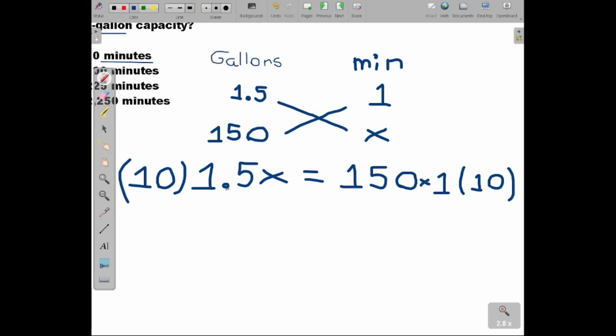here just the point will move one position, so it will become 15x equal to, and here 150 times 1 is 150 times 10. We just add a 0. 150 plus a 0 is 1500.